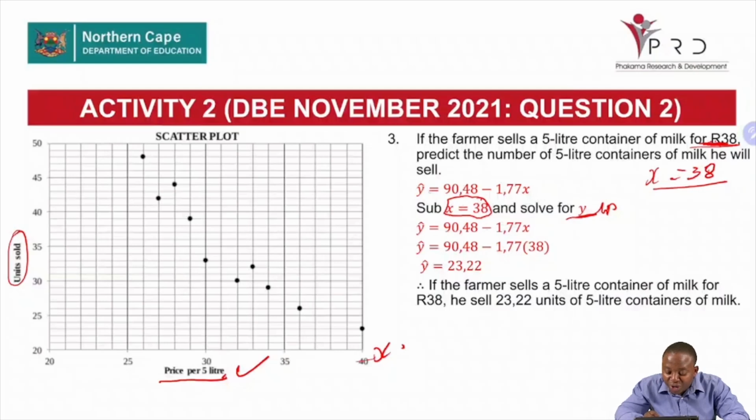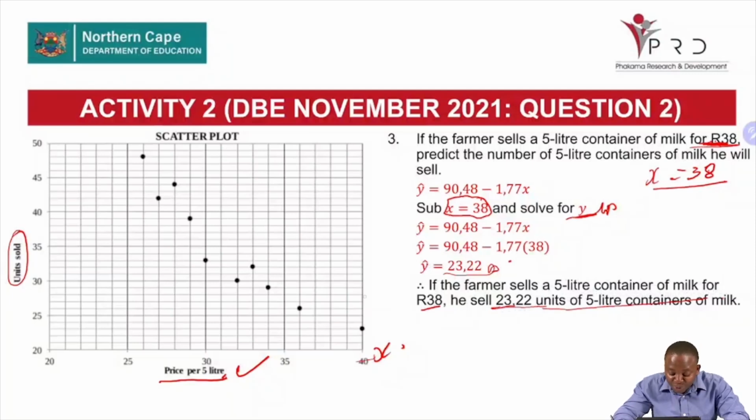We write down the equation because we're using the equation of the line of best fit. In the space of X we substitute 38, and we find our Y value as 22,22. If the farmer sells a 5-liter container of milk for 38 rand, he will sell approximately 22,22 units of 5-liter containers of milk. So that's how we are interpolating in that case.